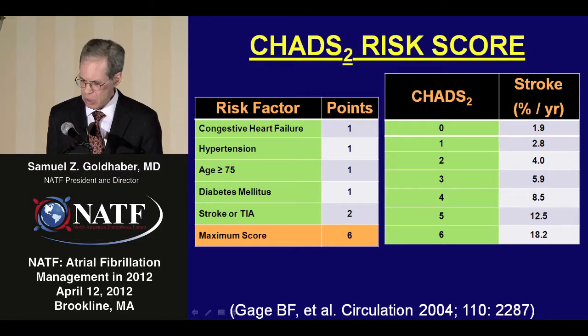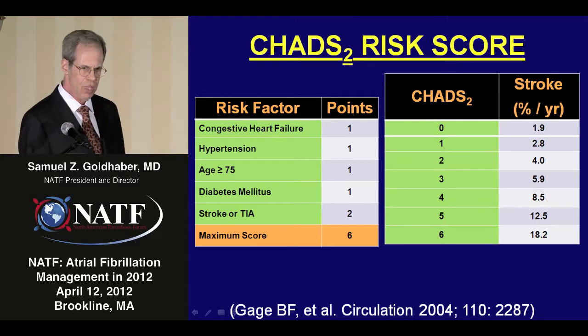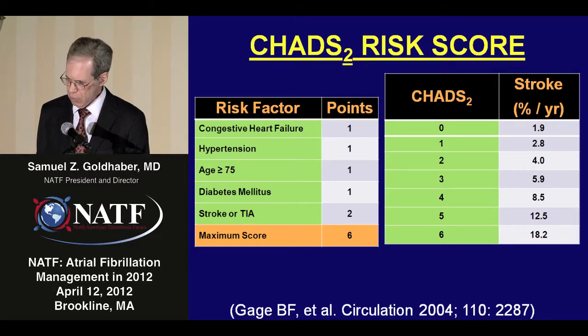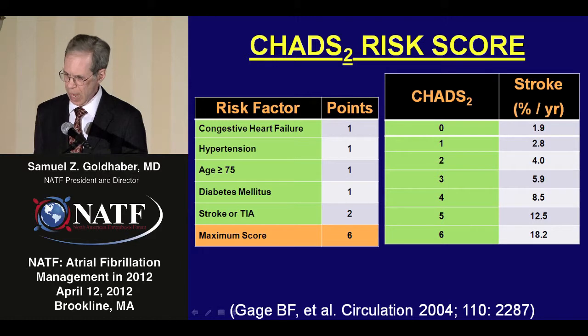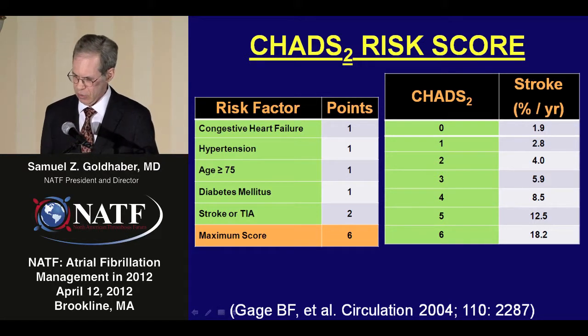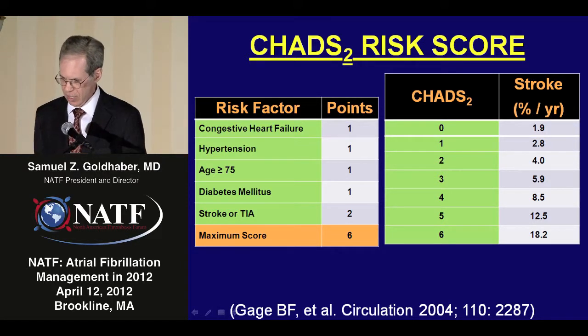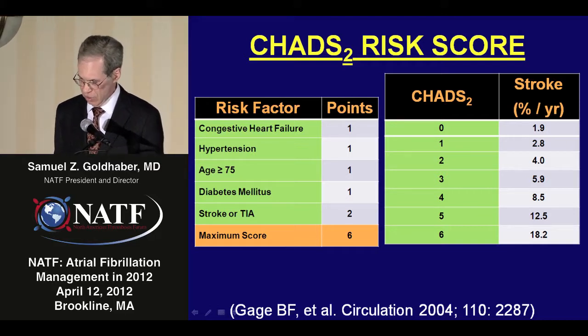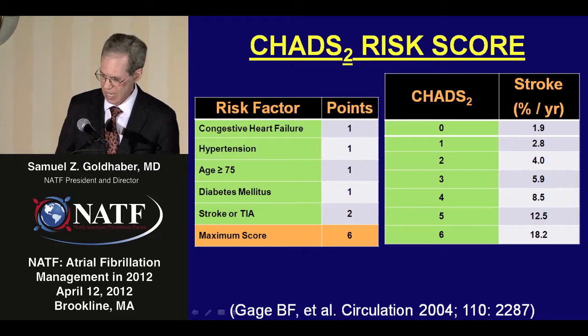The maximum score you can get with this CHAD score is 6 points, and for each point of the CHAD score, your stroke risk increases. But I want you to note, even with a CHAD score of 0 or 1, you can have a stroke rate per year of 2 to 3%. But if you have a CHAD score of 6, it goes up to 18%.